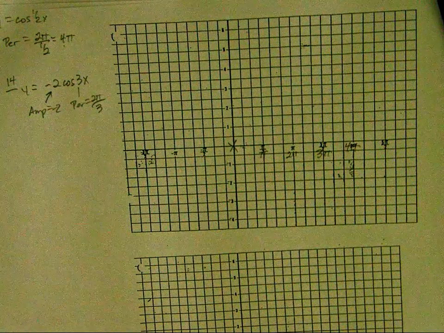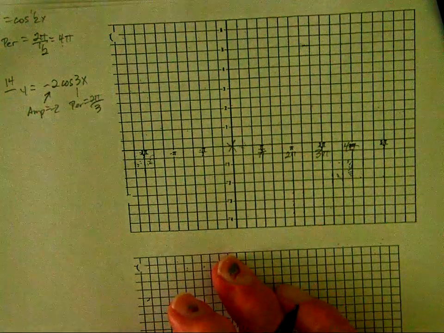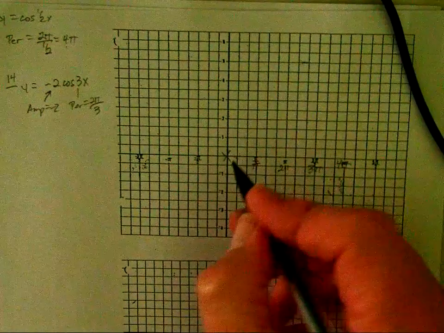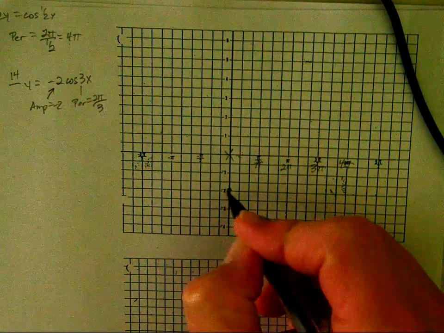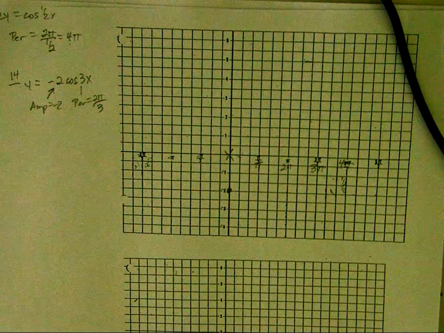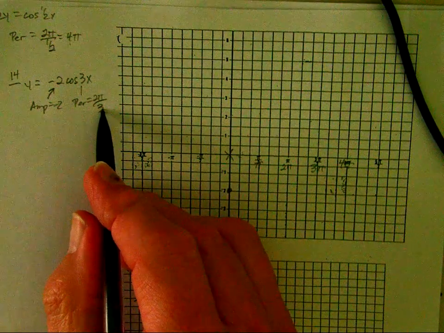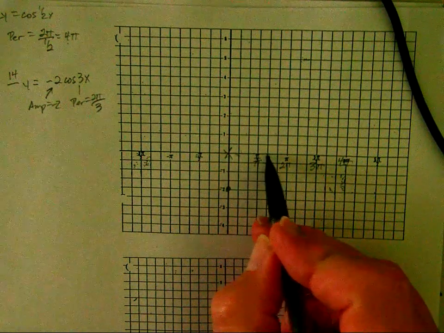Then the next step says starting point. Well, cosine starts with an amplitude. On this one, our amplitude is -2. So from our x, we're going to go down 2. That's going to be our first trough. The next step says go over a period. Our period's 2/3 pi. Well, 2/3 is the same as 4/6. So from our x, we go over 1, 2, 3, 4.